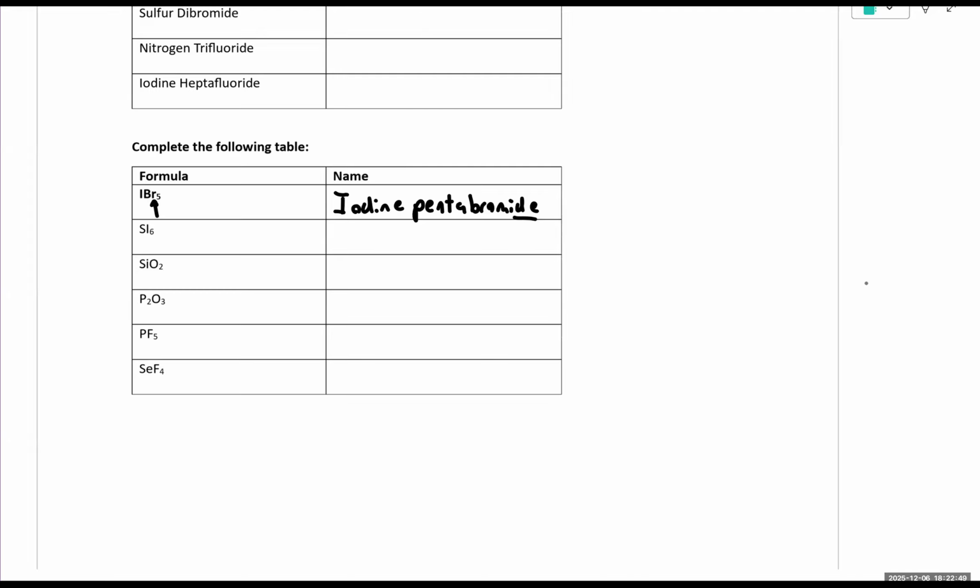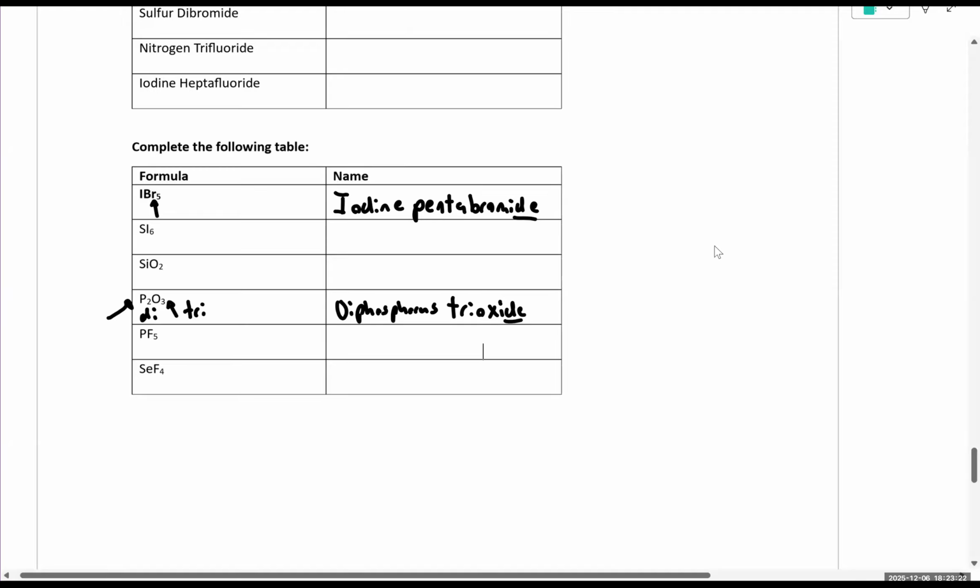Let's look at another example. So P2O3, because there are 2 phosphorus atoms, we name this as diphosphorus, di indicating we have 2. Because we have 3 oxygen atoms, we use the tri prefix. So this would be diphosphorus trioxide. Again, the -ide suffix is applied to the second element in the name.